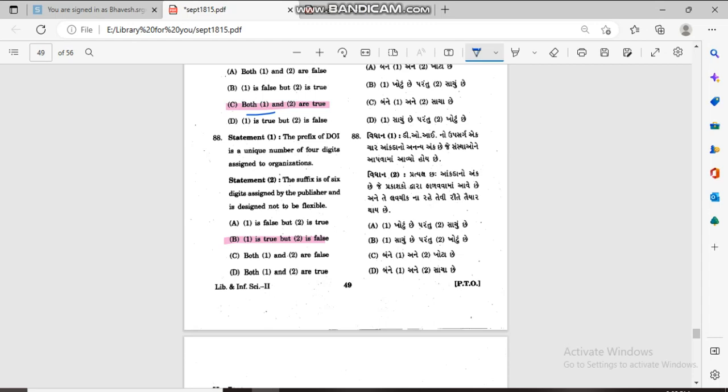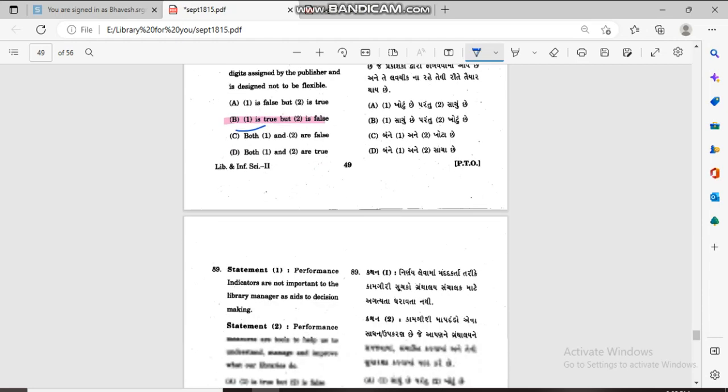Statement 1: the prefix of a DOI is a unique number of 4 digits assigned to an organization. The suffix is of 6 digits assigned by the publisher and is designed not to be flexible. First is true, but second is false.